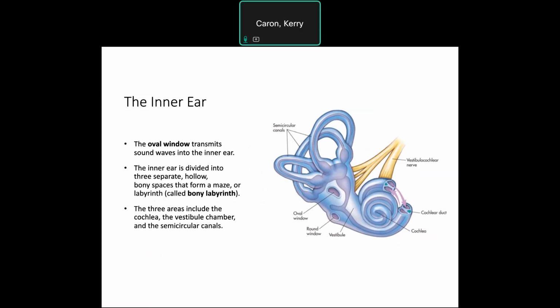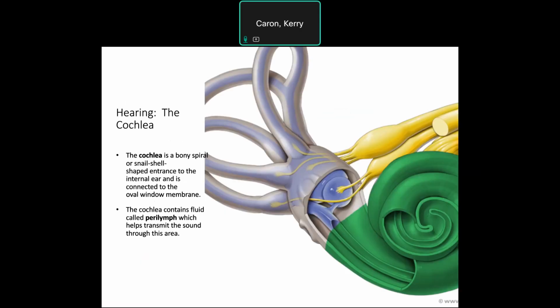Okay. The inner ear is called the bony labyrinth. It also looks like a maze, with some hollow spaces. We have three areas of the inner ear: the vestibular chamber, the semicircular canals, these spiral things on top, and then the cochlea, which looks like a snail shell. The cochlea is a bony, spiral-shaped entrance to the inner ear, and it connects to the oval window membrane.